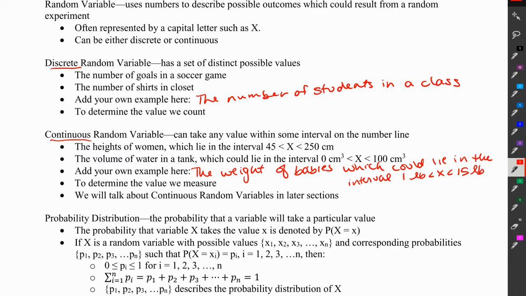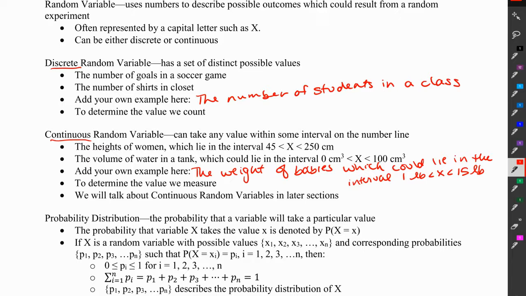In order to determine any of these things, what we do is we measure. So to measure the height of women, you would use a tape measure. To measure the volume of water in a tank, we would do some measurements of the dimensions, and then do some calculations. And then for the weights of babies, we would use a scale. So all of these things that are continuous, we measure to get their numbers.